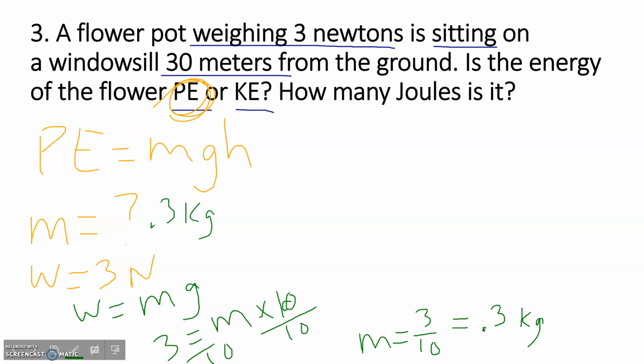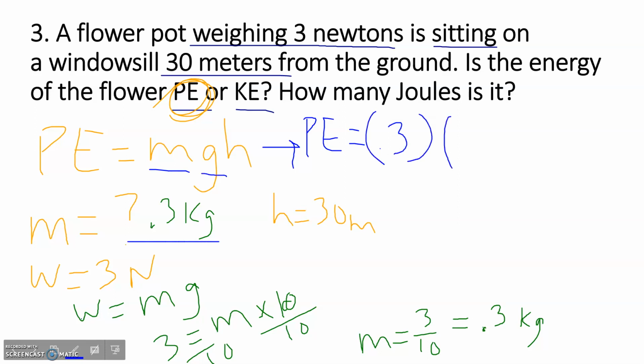All right, and we knew that the height, the windowsill is 30 meters off the ground. So we know that our height is 30 meters. All right, now we can go to plug in. Can substitute. So we know that PE equals the mass, well, we figured that out as 0.3, times gravity, 9.8, or I'm just going to use an easy 10, make my math easy, and then the height was 30.